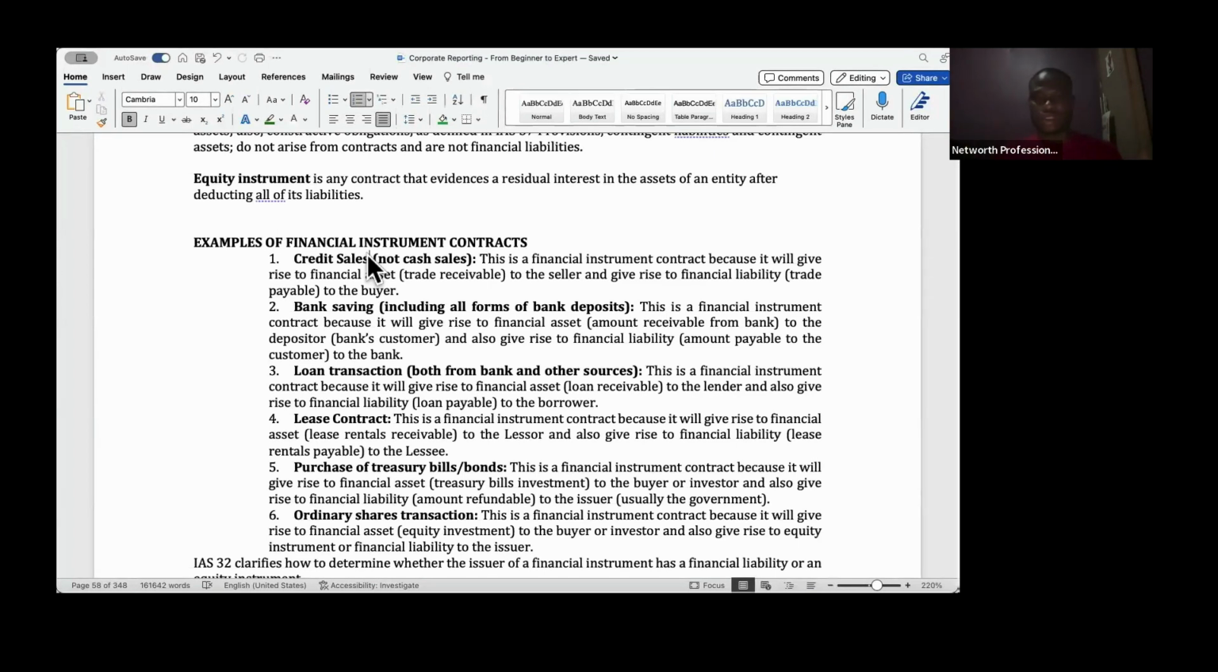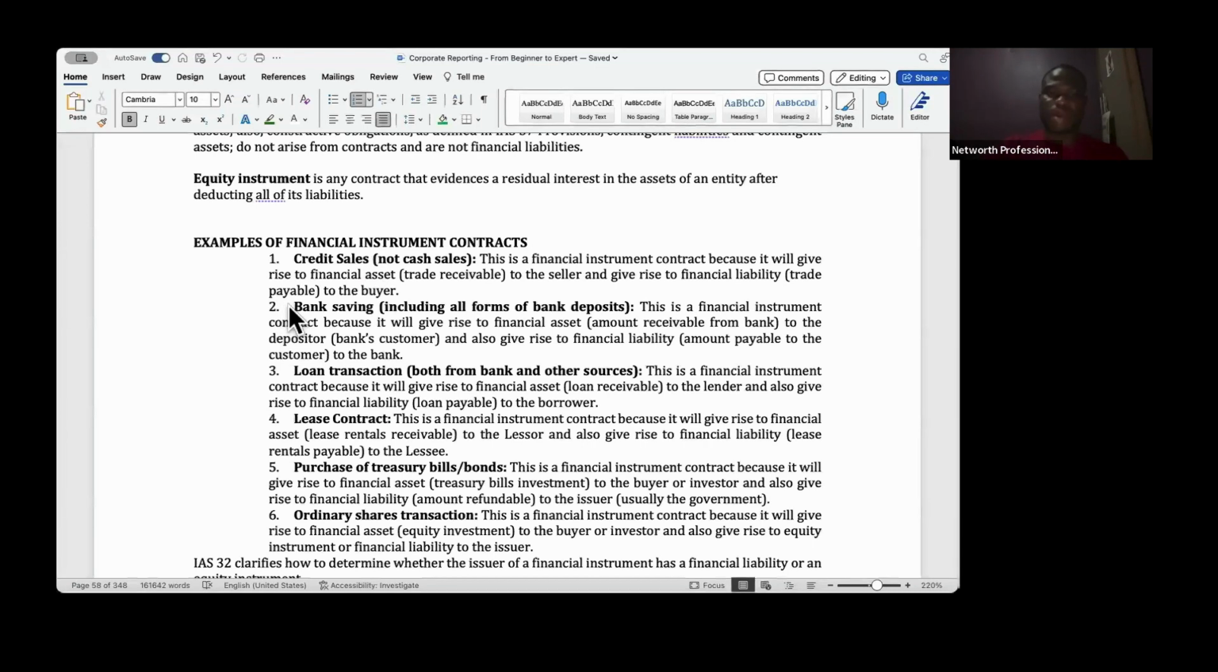There are two entities. One entity has a financial asset and another entity has a financial liability. So the two sides are complete. There has to be one entity having a financial asset and another entity having either a financial liability or equity. Just that in this situation, it is a financial liability. Since those two parties are present, then it is a financial instrument contract.